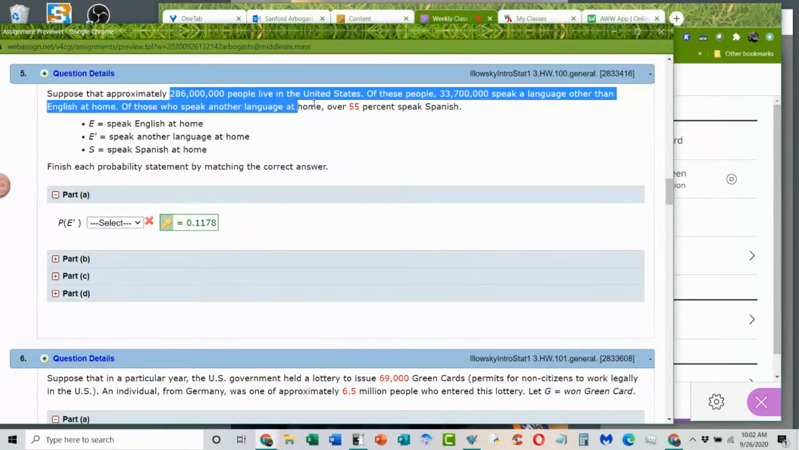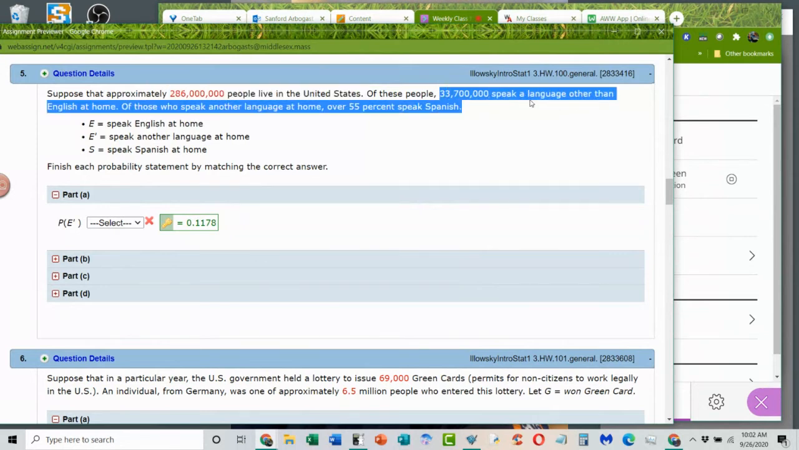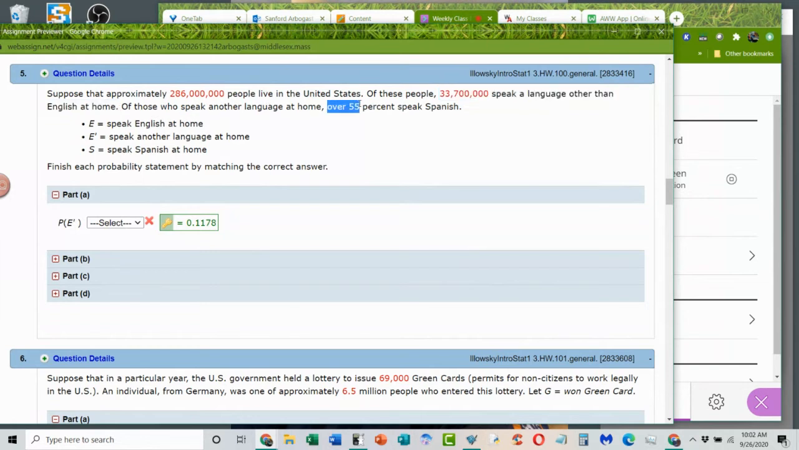286 million people live in the United States. 33.7 million people speak a language other than English at home, and of those, over 55% speak Spanish at home. Obviously these numbers are all made up, but they just wanted you to think about this. So E is that they speak English at home. E prime, which means not E, means that they don't speak English at home. And S is that they speak Spanish at home.